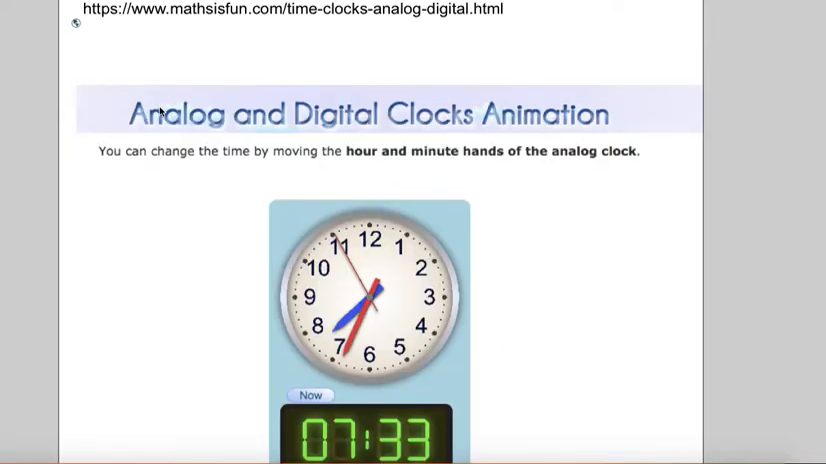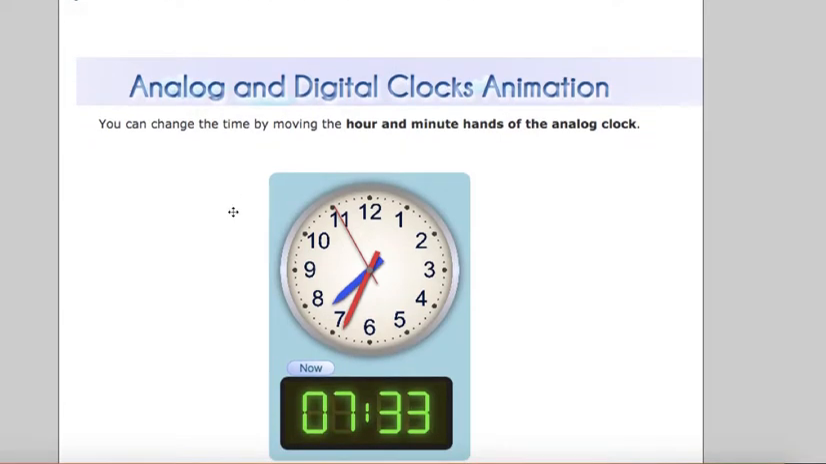Where the teachers will have this on your blog. It's an analog and digital clock. So I just want to go over what that means. This is a digital clock. So a lot of us have our watches that are digital, or maybe you have an alarm clock that is digital. And this is our analog clock, which we had in our classroom.